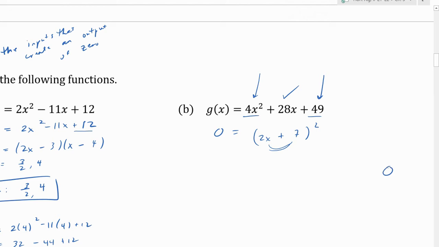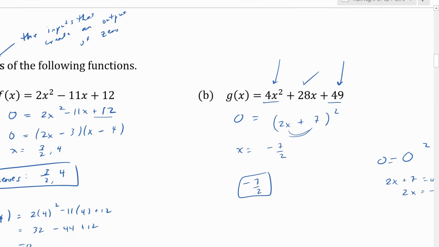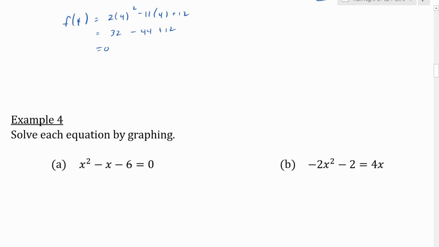So what makes a 2x plus 7 all squared equal 0? Well, the only way that's going to work is if it's a 0 getting squared. So what makes a 2x plus 7 equal 0? That'll be a negative 7/2. So the zero is negative 7/2. Okay. All right.